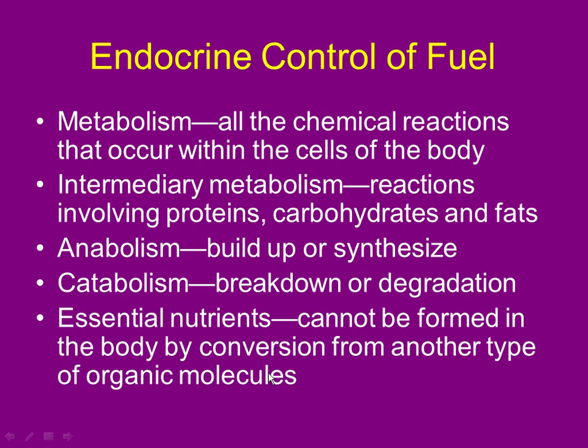Right. And then when we talk about essential nutrients, anything that's essential you can't make. Like there are some essential amino acids, which means how do you get them? You have to get them through diet. You have to. And then you can take and turn them into something else in your body through an anabolic process, but you have to get them through your diet.